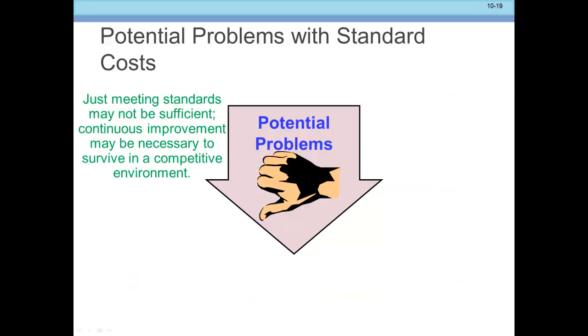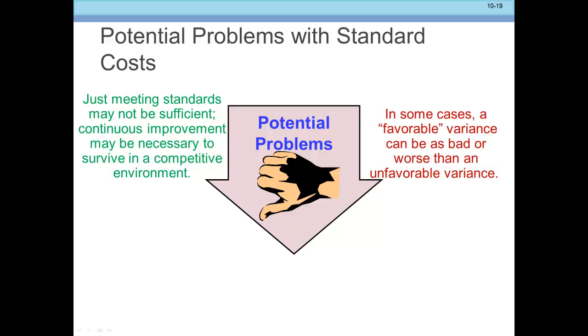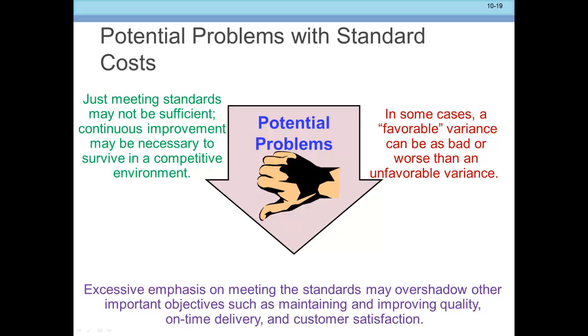Standards also encourage management to meet them, not necessarily exceed them, which may not be sufficient in a highly competitive environment. And remember that just because a variance is favorable, it could cause a negative impact on the business, such as buying cheap raw materials that would cause a quality problem. So we have to remember to use standards as just one tool in our toolbox of management information. If we focus too much on standards, it could negatively impact other areas that are just as important, such as quality or on-time delivery or even customer satisfaction.